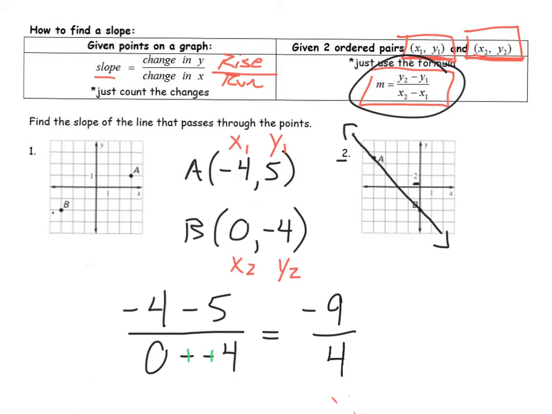So it looks like we're going to end up with -9/4. I can't reduce that. The negative does not cancel. I know it's a negative slope because it's falling. So this is my final answer.